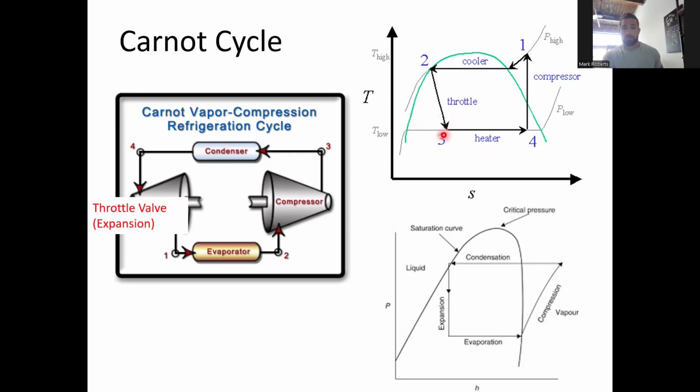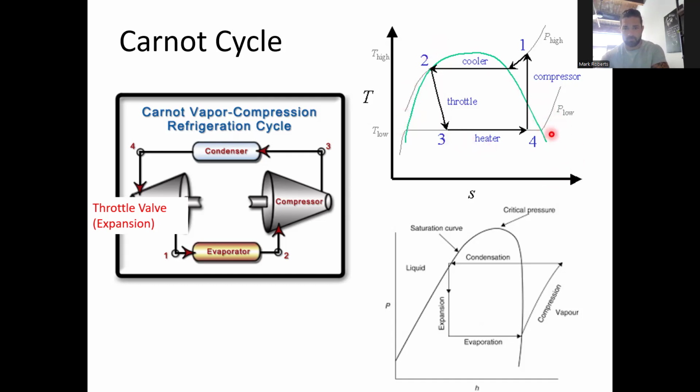Again, in this process, we have a heater, a compressor, a cooler, and a throttle. And remember, it's important on these diagrams that this line right here is our vapor liquid equilibrium curve. On the inside, we have vapor and liquid. On the outside, we have only liquid or only vapor.